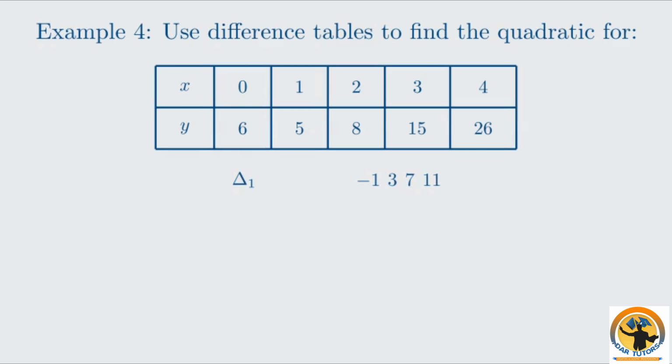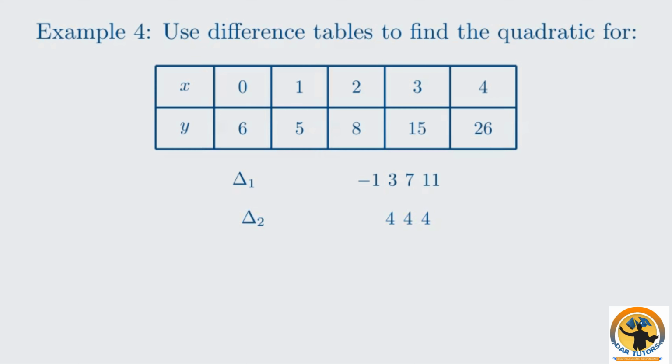If this were a linear function, the first differences would be constant. They are not, so we proceed to the second differences. We calculate the differences between our first differences. 3 minus -1 is 4, 7 minus 3 is 4, and 11 minus 7 is 4. The second differences are constant. This proves that the function is indeed a quadratic.